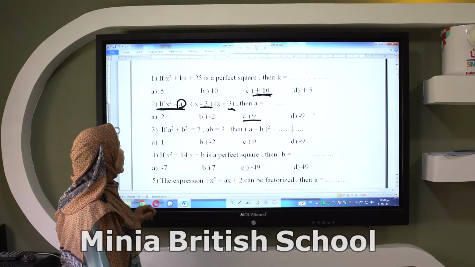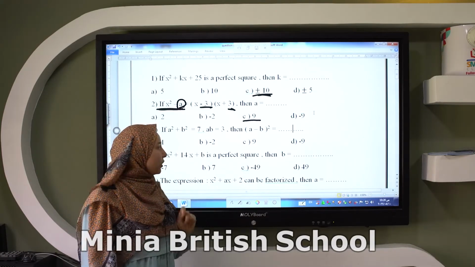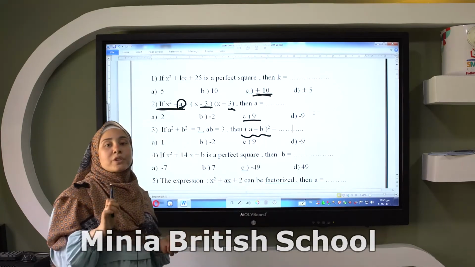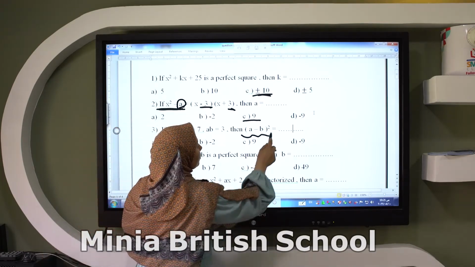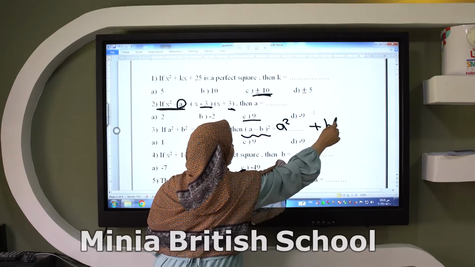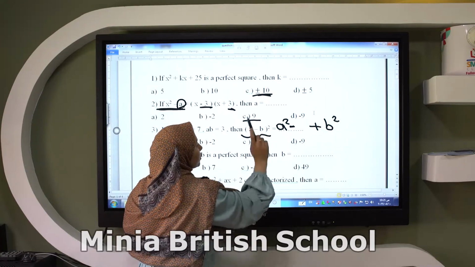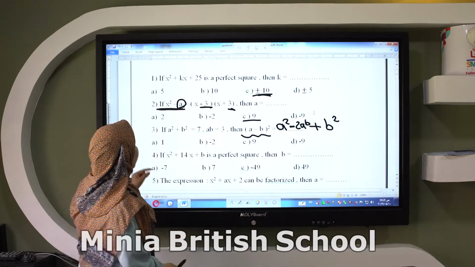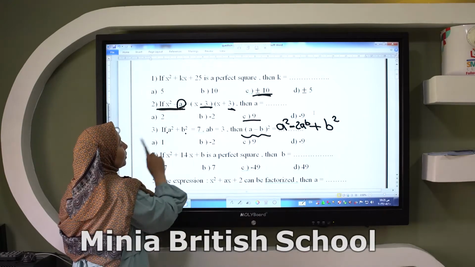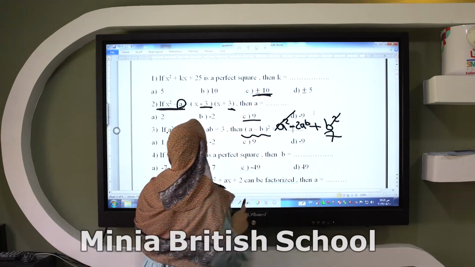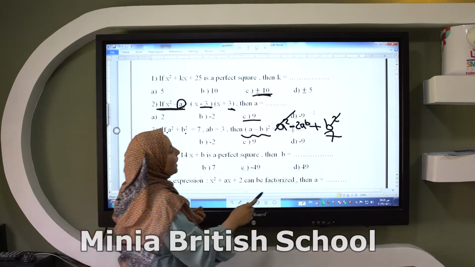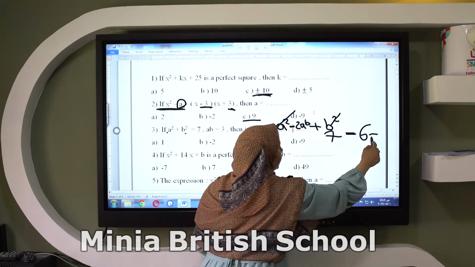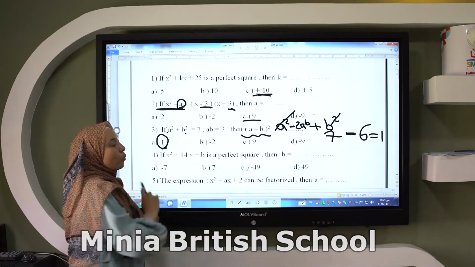Next one, if a power 2 plus b power 2 equals 7 and ab equals 3, then (a minus b) power 2 equals what? This expression is called a perfect square trinomial. So you can expand it into a power 2 plus b power 2, and the middle term equals 2 times the first times the second term. Now you can substitute the values: a power 2 plus b power 2 equals 7, and ab equals 3, so here you have 2ab, 2 times 3 equals 6. Then 7 minus 6 equals 1. So the answer equals 1.